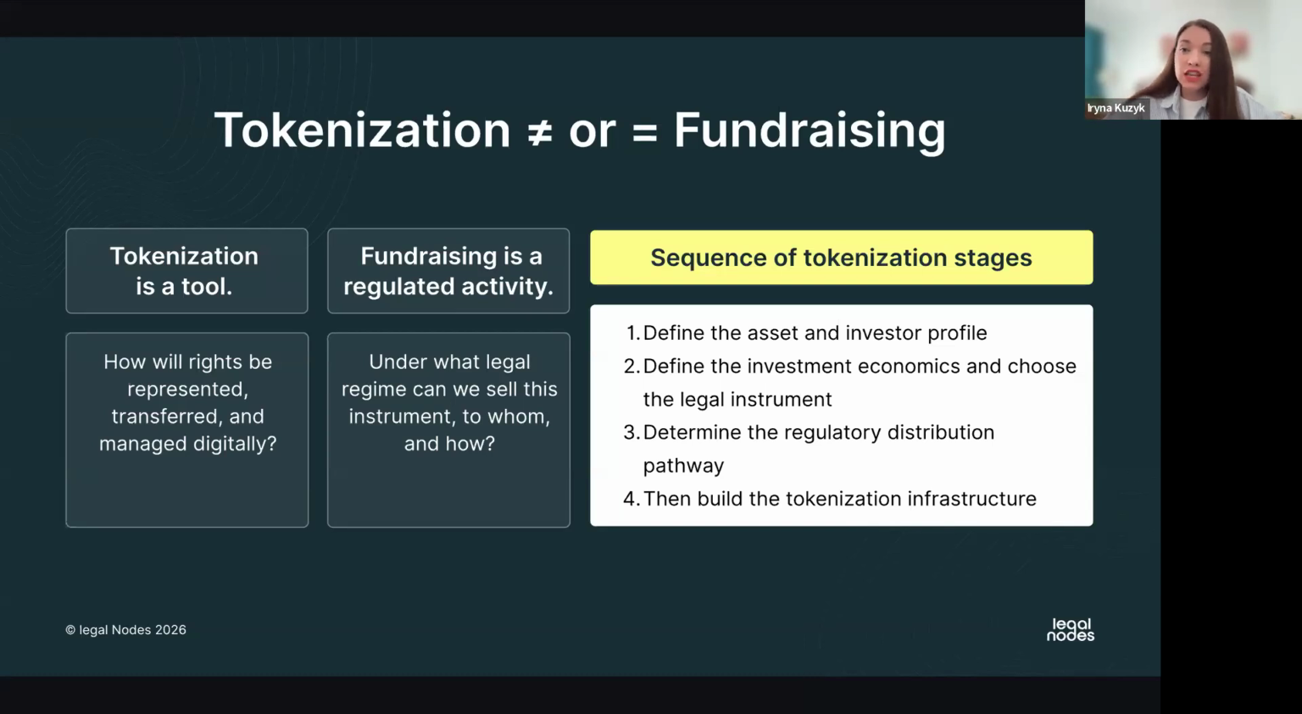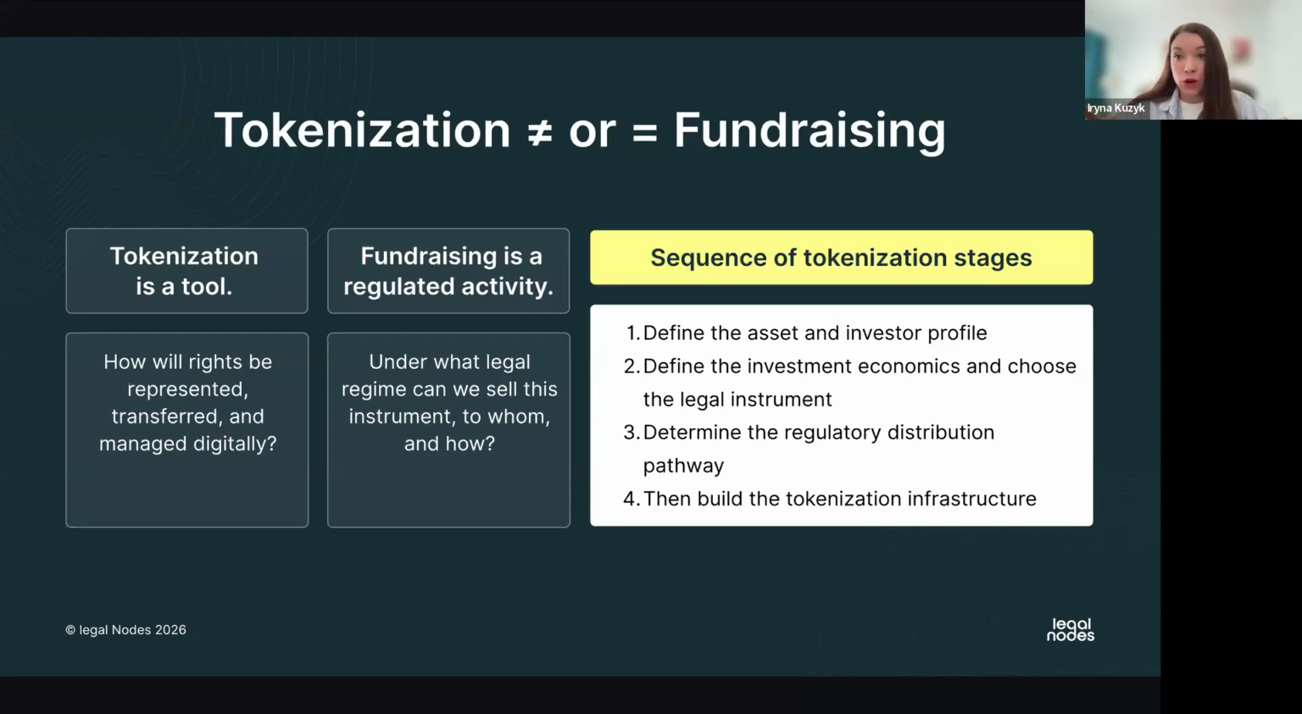So what is tokenization? Tokenization is a technical and legal structuring process. I would say even more technical. It involves designing the legal wrapper, which could be equity, debt, fund units, profit participation rights, etc. Then we have mapping investor rights into smart contracts, structuring issuance mechanics, aligning the instrument with applicable securities law, and only then creating a digital representation of rights linked to that underlying asset. So that technical aspect of tokenization usually comes after all the legal structuring steps. Tokenization answers the question, how will rights be represented, transferred, and managed digitally?